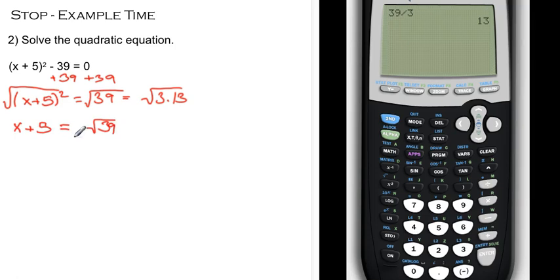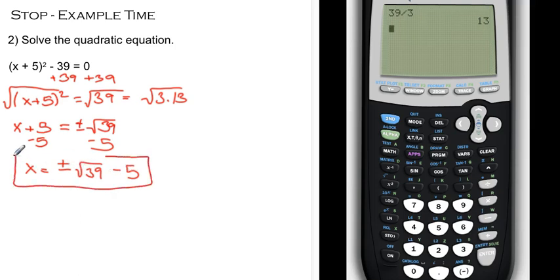But remember when I said this splits into 2 problems? That could be the positive square root of 39, or it could be the negative square root of 39. When it is in a radical like this, typically the way we will write that is to say plus or minus the square root of 39, and just leave it at that, knowing that it could be positive or negative. Now I get to my last part, and I want to subtract 5 from both sides, and I get x equals plus or minus the square root of 39 minus 5. I can't simplify that at all, so I just leave it as is, and that is my answer.